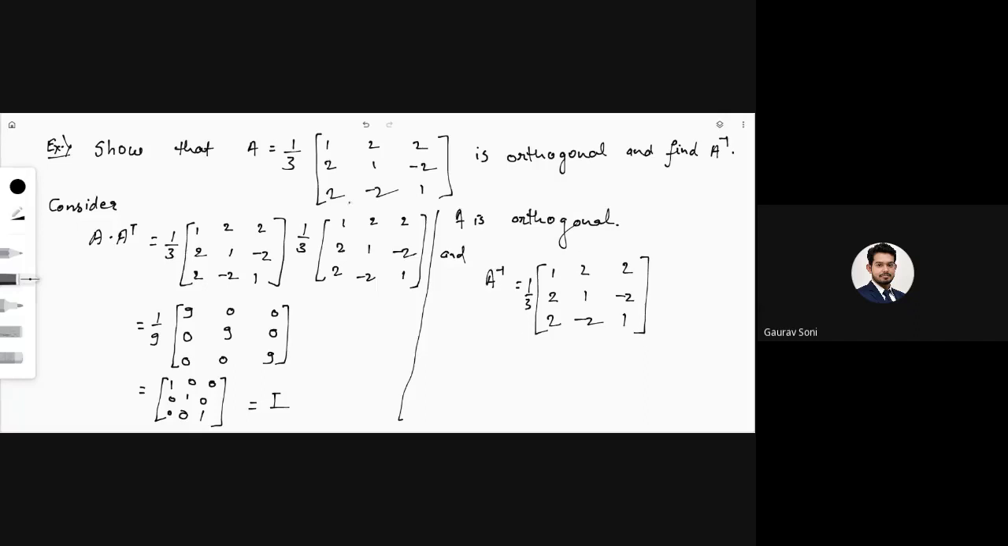Okay. So the last question on this: determine A, B, C when, given a matrix with rows 0, 2B, C; A, B, minus C; A, minus B, C, the matrix is orthogonal.